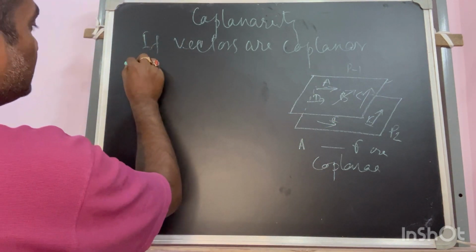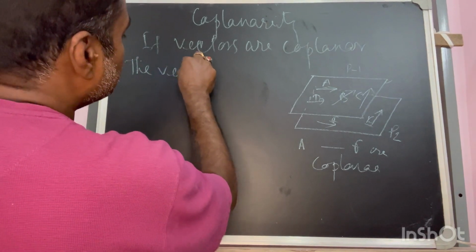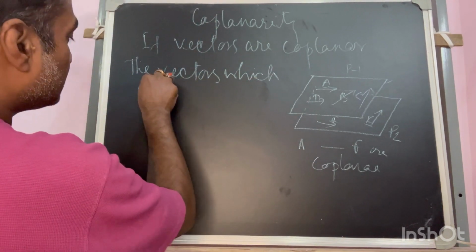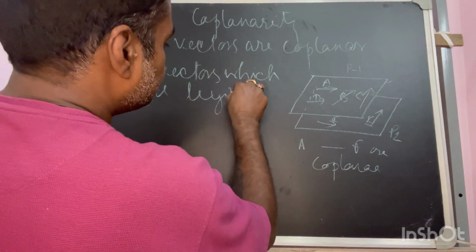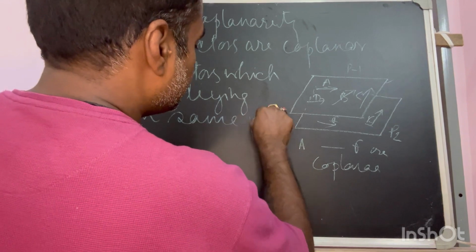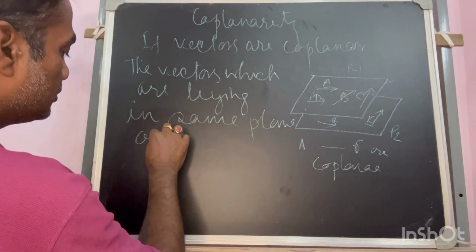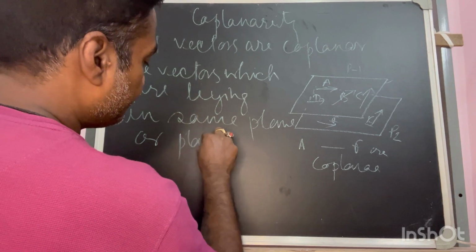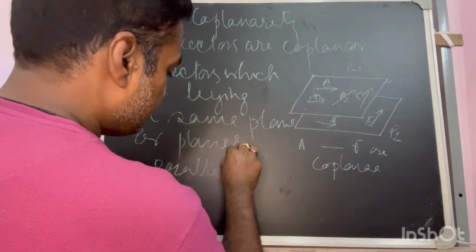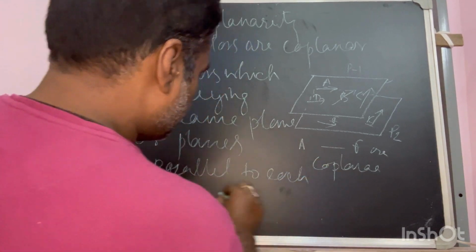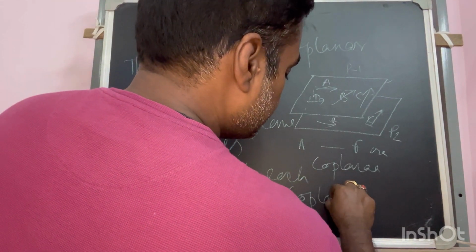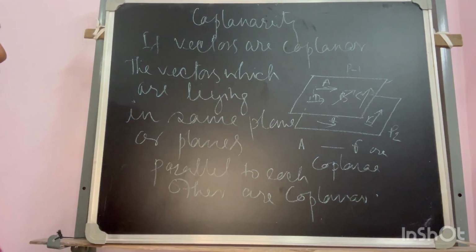So my definition would be: the vectors which are lying in the same plane or planes parallel to each other are coplanar. Okay, so this is the physical meaning of coplanarity.